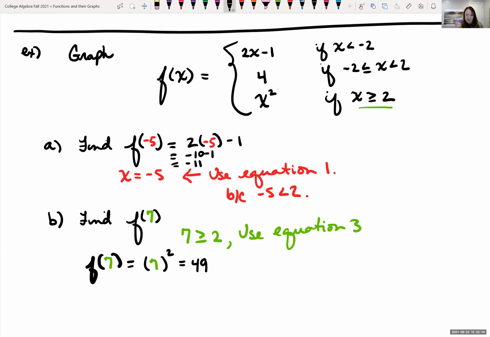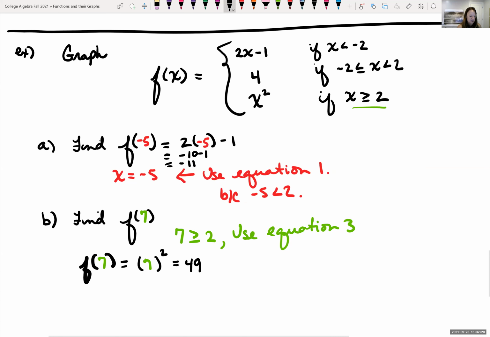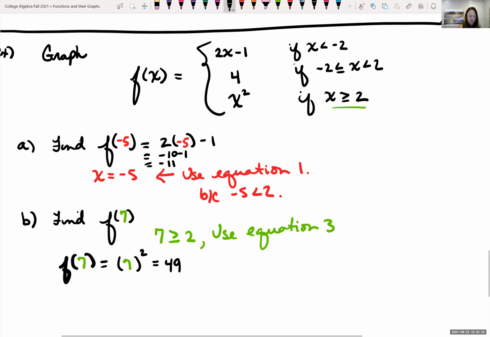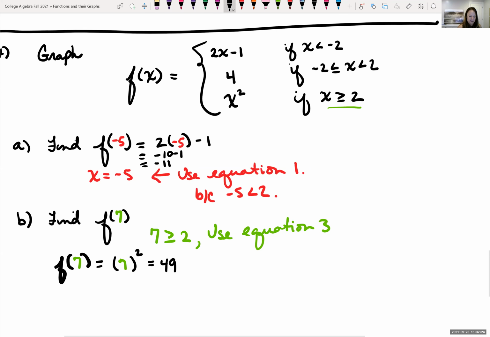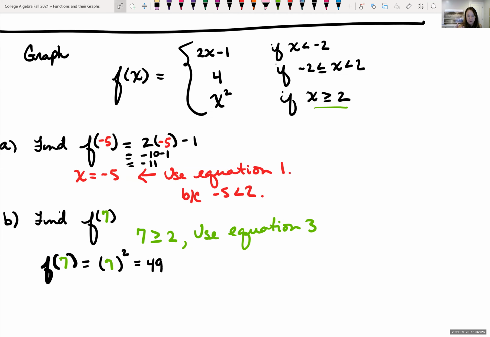Okay, so to graph these, I do them kind of in pieces, and you just need to make sure that you don't extend that graph past those values of x that represent that equation. And so let's look at the first equation and graph what that is. If you look at it, 2x minus 1, that's a linear equation, so you know about what's going on with that graph. So you have some sort of idea.